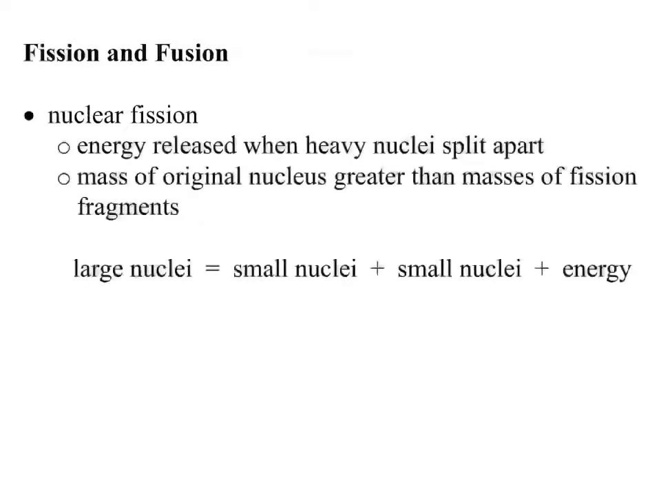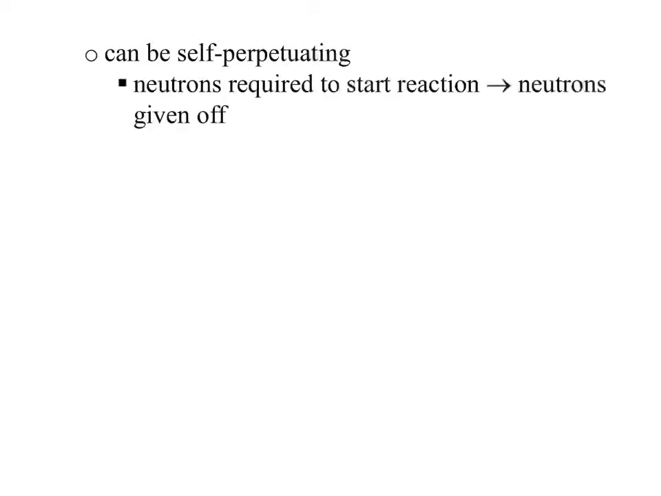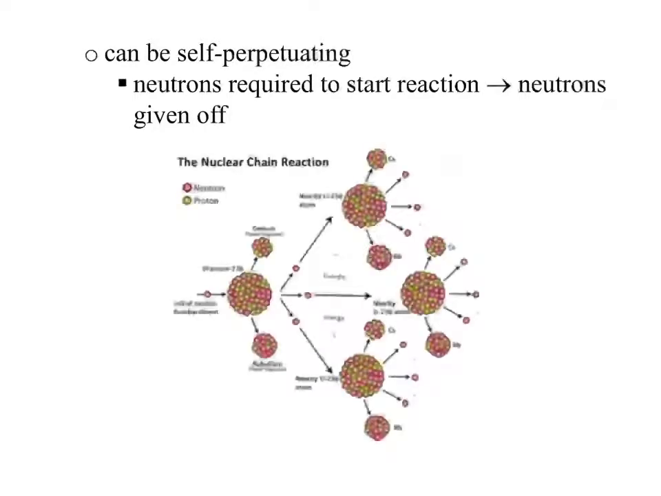Okay, now the thing about nuclear fission and why it can be so dangerous, because when you hear of a nuclear bomb, this is what's happening. It's fission. So why can it be so dangerous? Well, it's self-perpetuating. So you need neutrons required to start a reaction, and then neutrons are given off from there. Okay, so we have one itty-bitty neutron going in to a uranium atom, and it's bombarding it, and then of course it breaks off into two new elements.